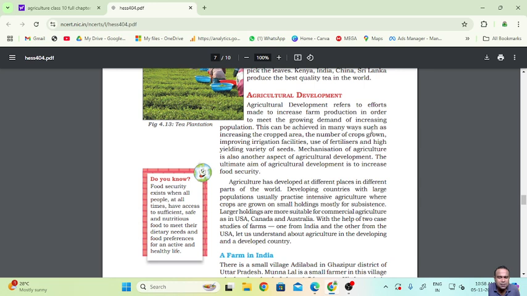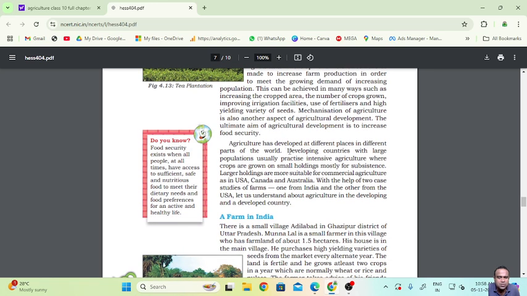This can be achieved in many ways, such as increasing the cropped area, the number of crops grown, improving irrigation facilities, use of fertilizers, and high yielding variety of seeds. Mechanization of agriculture is also another aspect of agricultural development. The ultimate aim of agricultural development is to increase food security.